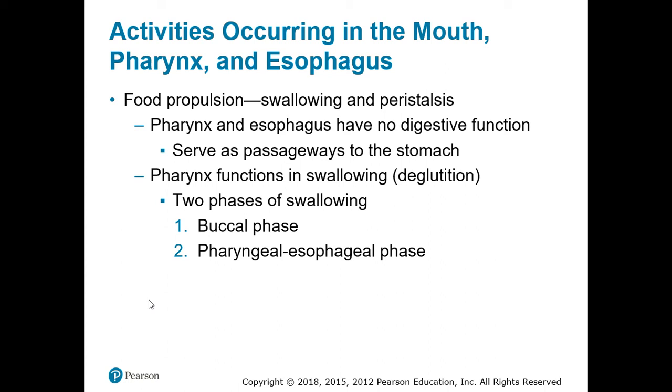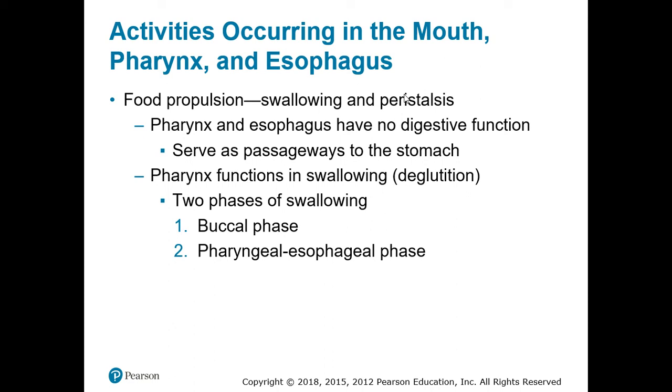After we start breaking down things in our mouth and we get a nice bolus, then we're going to swallow it. So swallowing is part of the function of food propulsion. Once you swallow it, it's going to actually move down our throat through something called peristalsis. That's just the alternating contraction and relaxation of muscles to move things through your body. In fact, your pharynx and esophagus have no digestive functions whatsoever. They only serve as a passageway to the stomach.